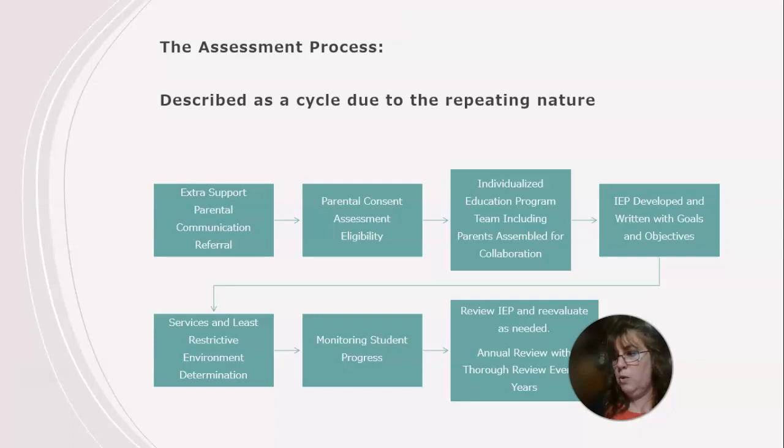It's important to know what worked, what didn't work. Does a student still need assistance? Maybe they can be dismissed. So those things are looked at. Every 3 years, a thorough review of the IEP is done.